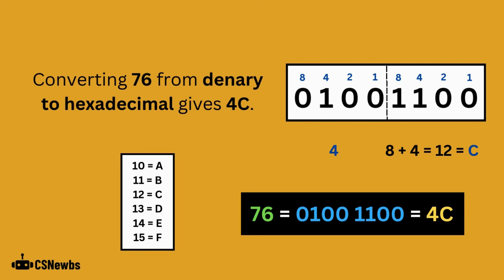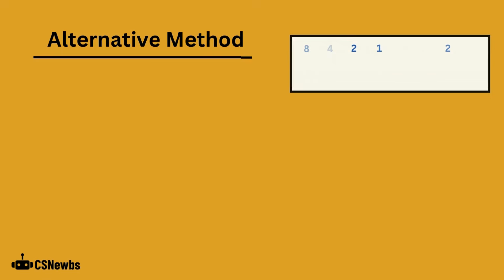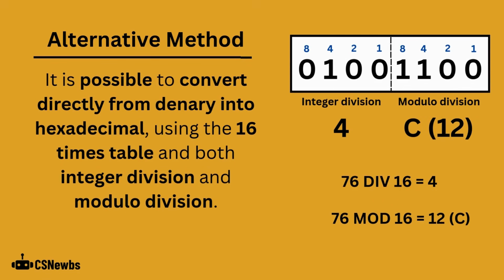The final conversion is now complete. 76 was converted into binary to make 01001100. This was then converted into hexadecimal to give 4C. Converting a denary number into hexadecimal by converting it first into binary is a valid method in an exam, making the switch between those 2 number systems.